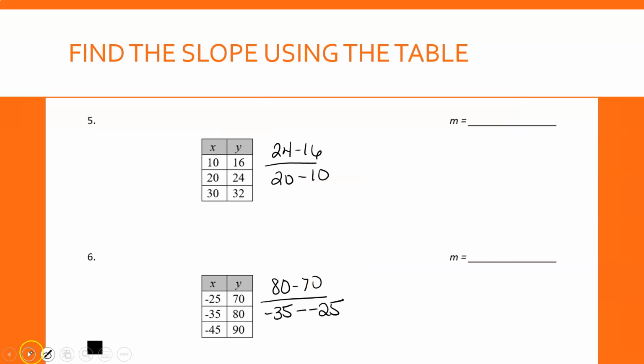All right. This time we have 24 minus 16 over 20 minus 10. So I have 8/10, and when I reduce that, I have 4/5. Here we have 80 minus 70 over -35 minus 25. So I have 10 over -10, and lo and behold, we got another 1, a -1.